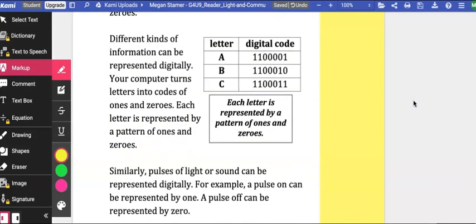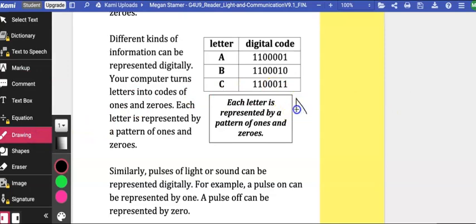Different kinds of information can be represented digitally. Your computer turns letters into codes of ones and zeros. Each letter is represented by a pattern of ones and zeros. Similarly, pulses of light or sound can be represented digitally. For example, a pulse on can be represented by 1. A pulse off can be represented by 0.